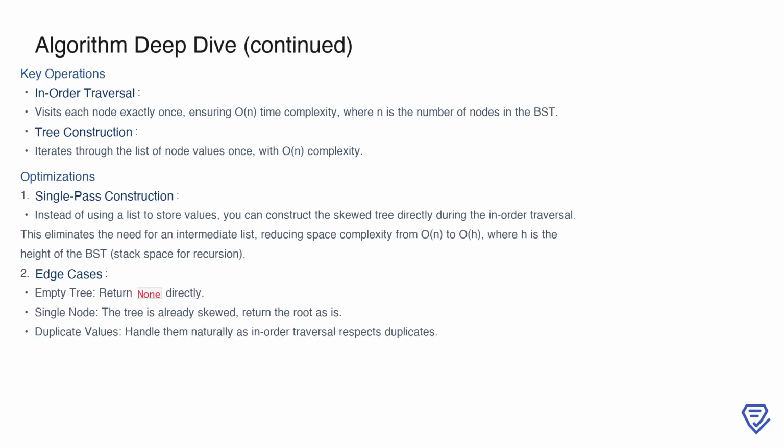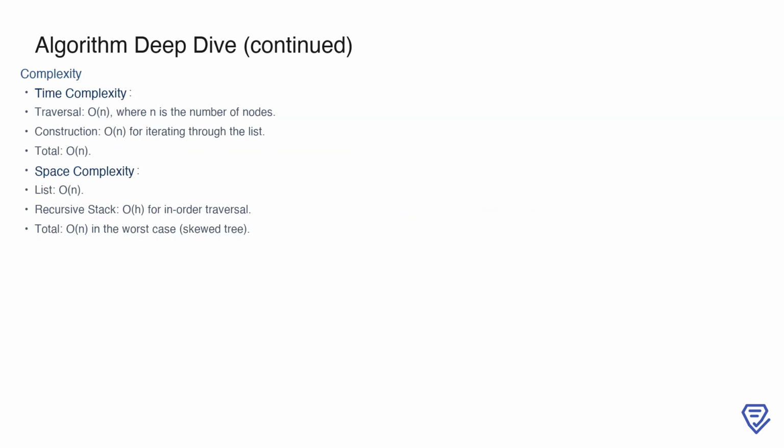Additionally, the algorithm handles edge cases gracefully, such as returning none for an empty tree or simply returning the root when the tree already has a single node. Analyzing the complexity of this algorithm, the time complexity is straightforward, O(n) for the traversal and O(n) for the construction, resulting in an overall complexity of O(n).